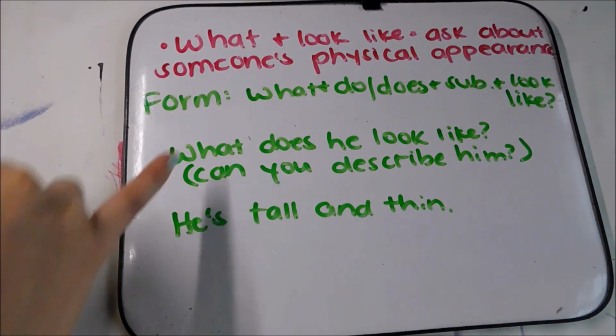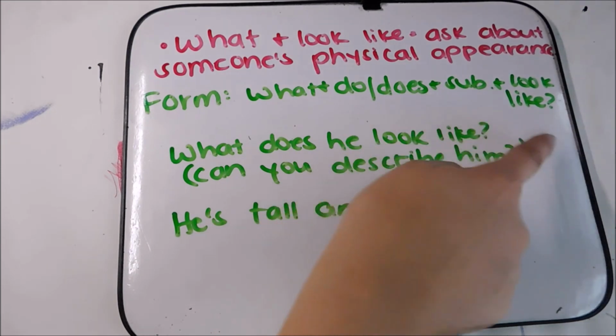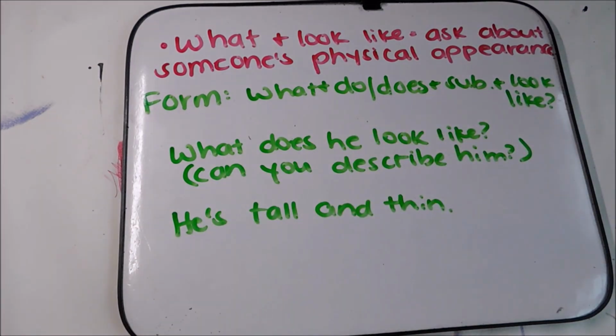The form is first what, then do or does, the subject, and then look like goes at the end with a question mark. For example, what does he look like? If somebody asks you, what does he look like? What does your mom look like? What does your friend look like? What they want you to do is to describe that person.